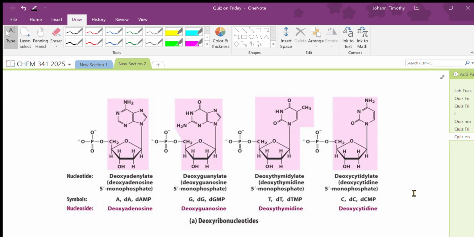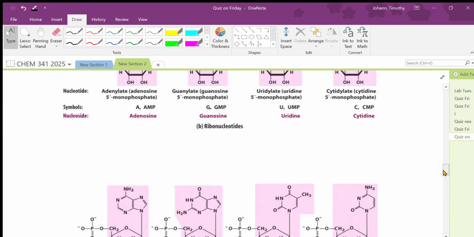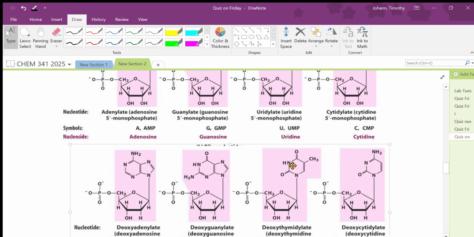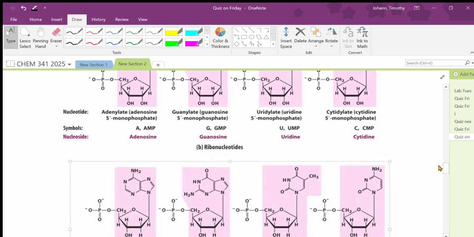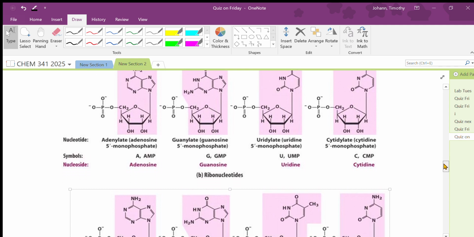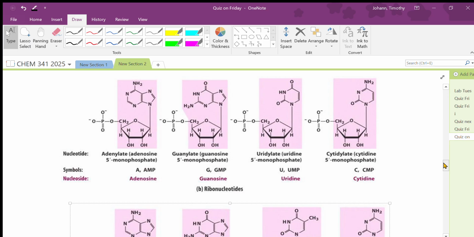And note the difference between thymine and uracil in terms of the base. Let's see if I can get them both on at the same time. I can if I do this. How are those bases different? Maybe it's hard to see down here. It's a methyl group. The methyl group is the difference there.